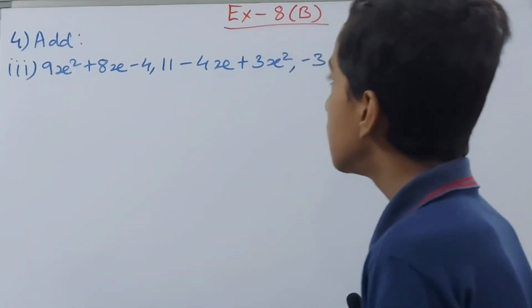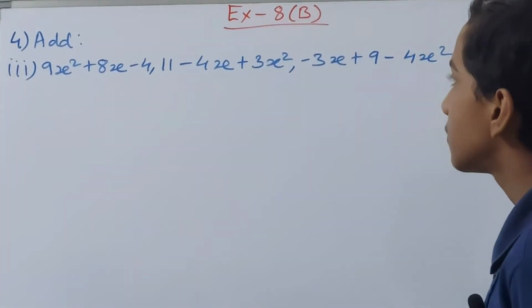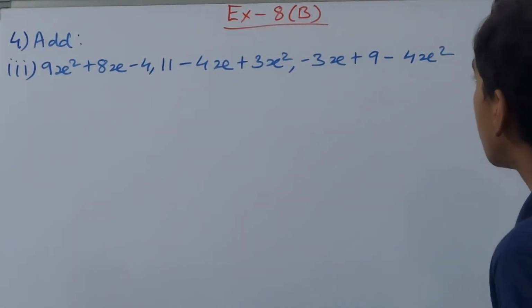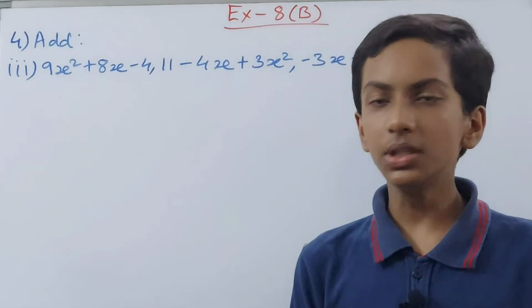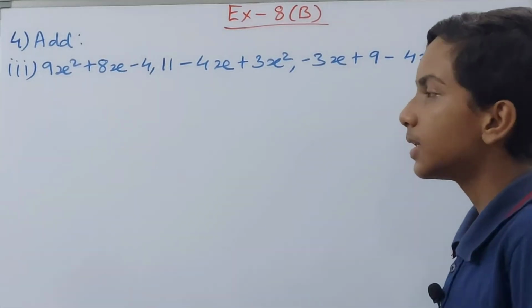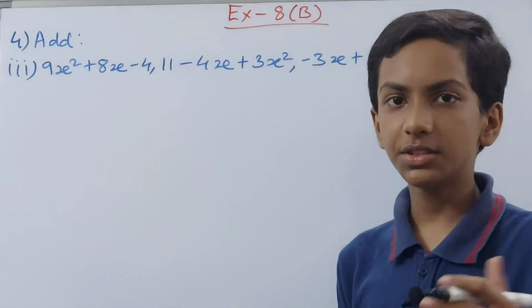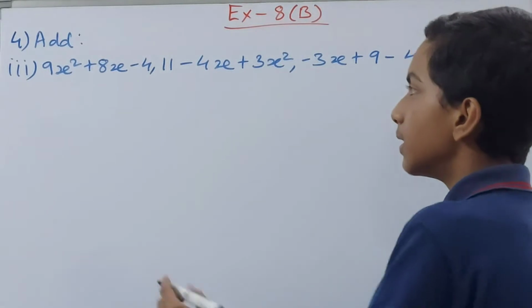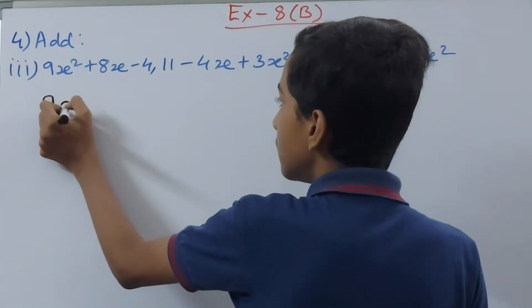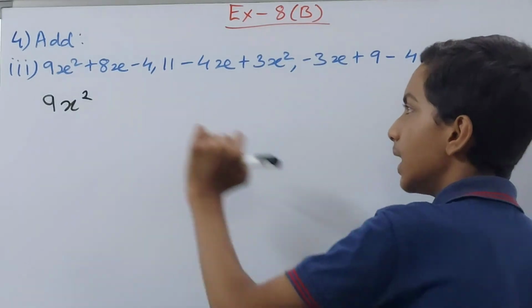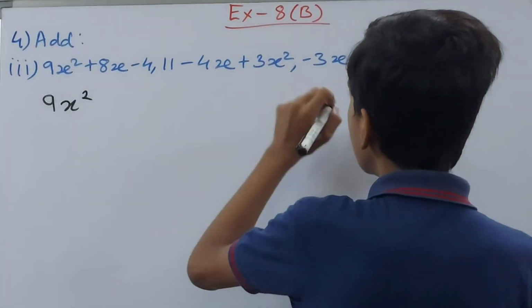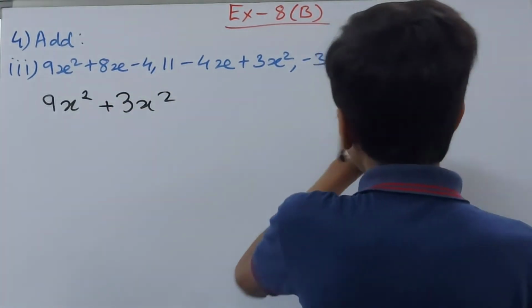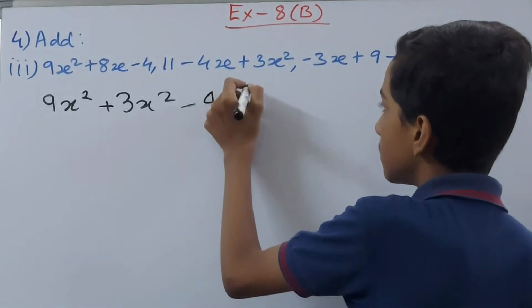The next part, it is 9x square plus 8x square minus 4, 11 minus 4x plus 3x square minus 3x plus 4 minus 4x square. Now you see in this, again we rearrange the terms with the variable part of them, that is x square, x, and just simple numbers with no variables in them, right? So first of all, the terms with x square in them. First is 9x square, then plus 3x square, this we have here, alright, and minus 4x square in the last.